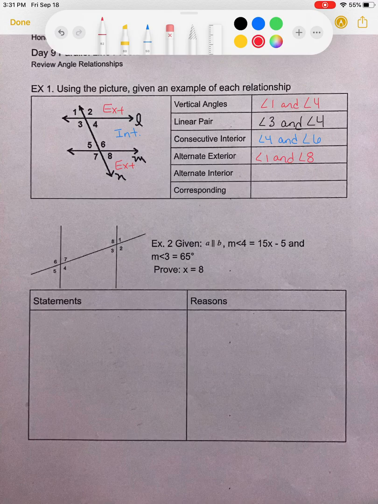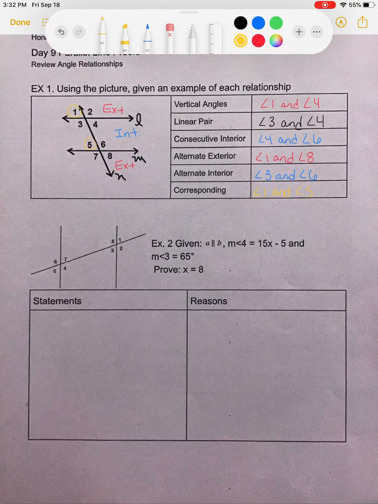Alternate interior, same idea. This time they're inside, so between the lines, but on opposite sides. So like angle 3 and angle 6. Or you could say 4 and 5. Corresponding are the unique ones when they are in the same position. Like one is interior, one's exterior, and they have to be on the same side of the line. So angle 1 and angle 5 are considered corresponding, or 2 and 6, or 3 and 7, 4 and 8. They're all in the same location.